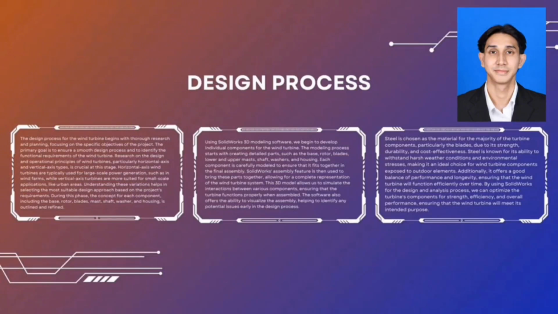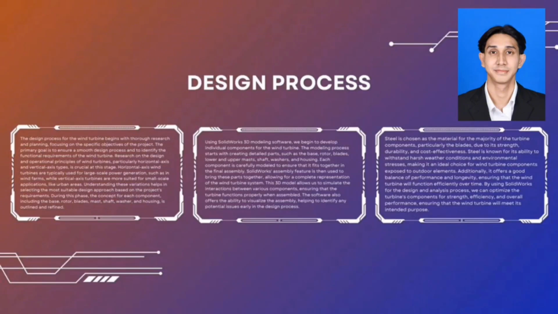The SolidWorks assembly feature is then used to bring these parts together, allowing for a complete representation of the wind turbine system. This 3D model allows us to simulate the interaction between various components, ensuring that the turbine functions properly when assembled. The software also offers the ability to visualize the assembly, helping to identify any potential issues early in the design process.